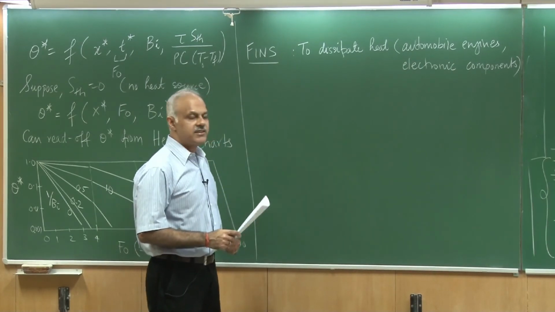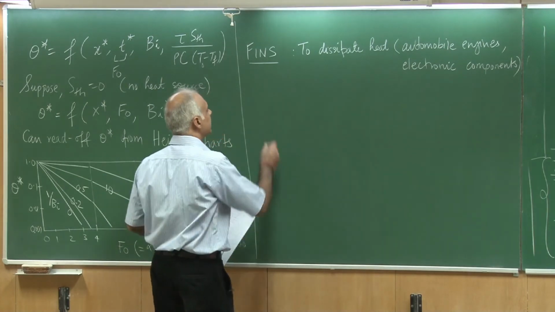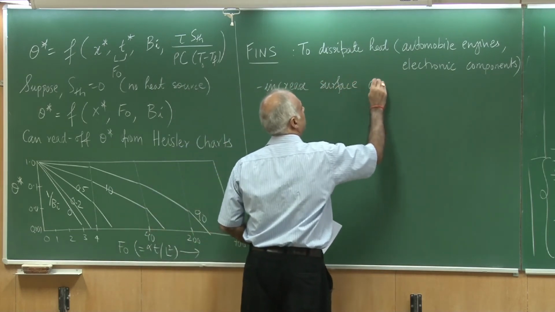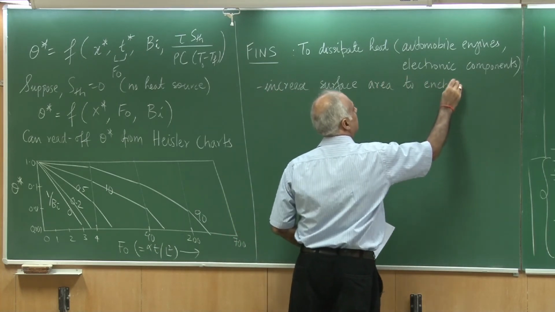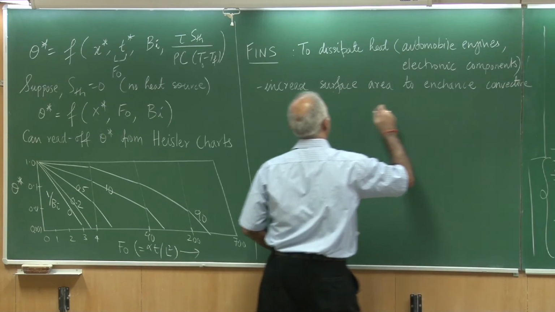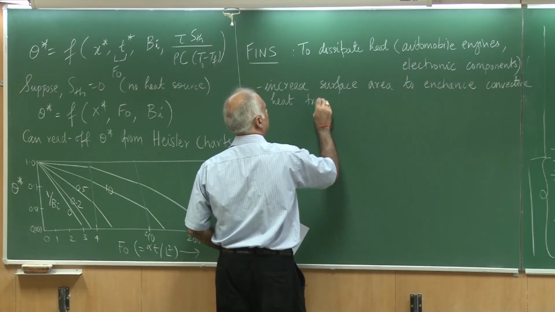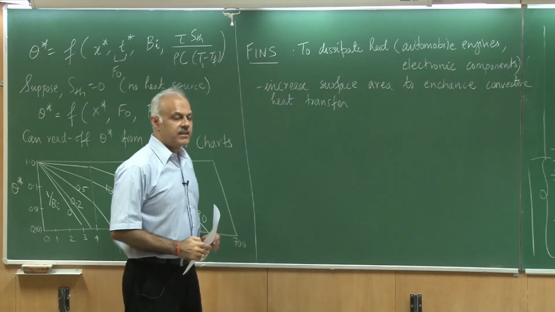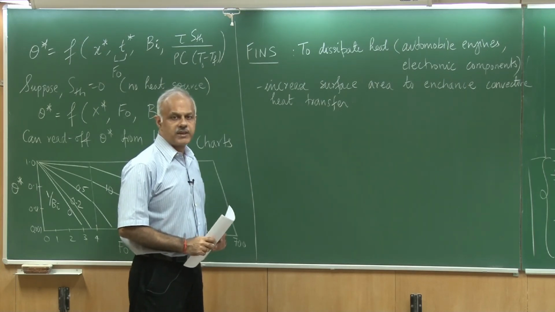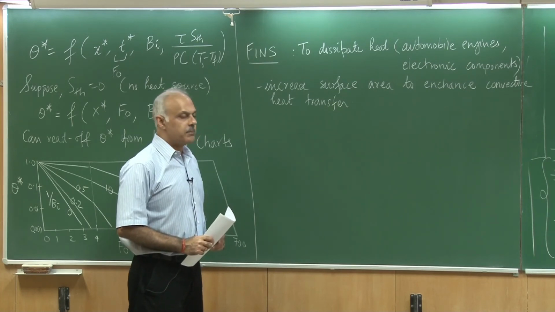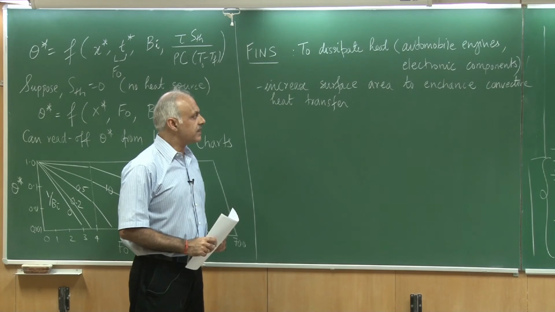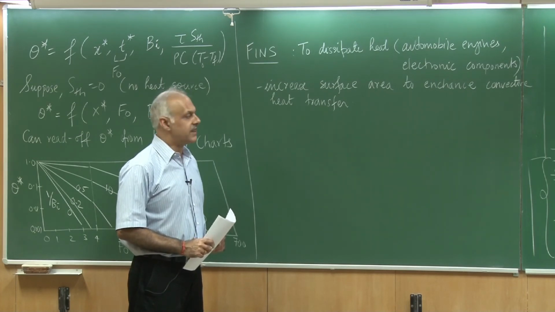So, what are these fins? It is a very interesting idea where you attempt to increase surface area to enhance convective heat transfer. As you are aware that we can talk about a heat flux, okay, and we can talk about heat flux for conduction, we can talk about heat flux for convection, but that is a quantity which is per unit area. Clearly, if we can increase the area, then we will be able to increase the capital Q, which is small q, the heat flux times the area.